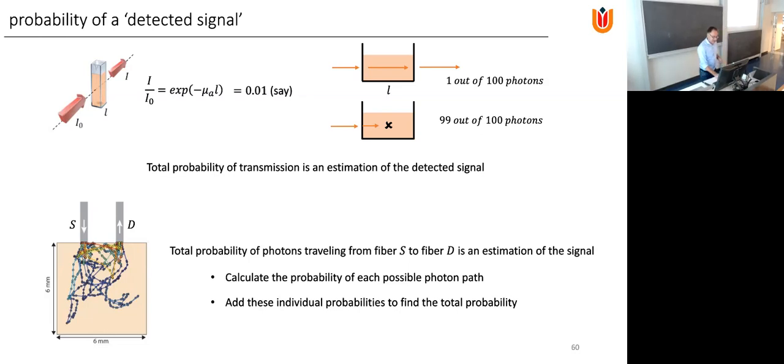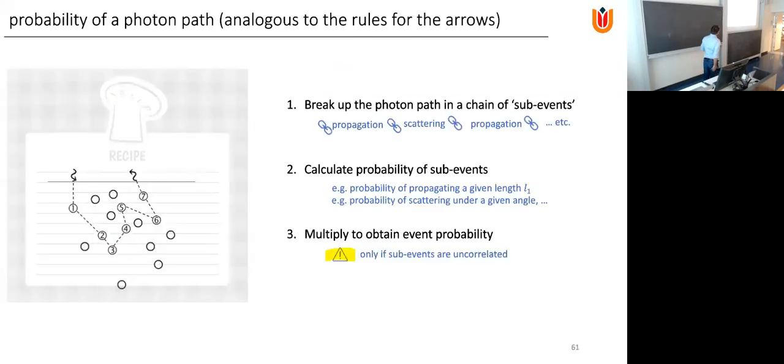So to find the probability of a photon path, this is again analogous to the rules of the arrows. If we break up the photon path into a chain of sub-events, like the cartoon over here, the propagation step, and the scattering event, followed by a propagation step, etc., at some point the photon may be absorbed, and I stop, and I pick a new one, and I continue the process, or it may be detected. In that case, I score it as a detected photon. Proceed with a new one.